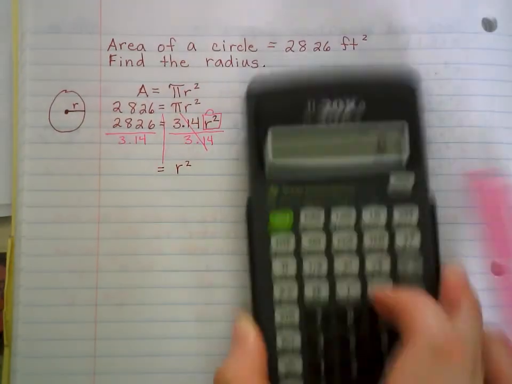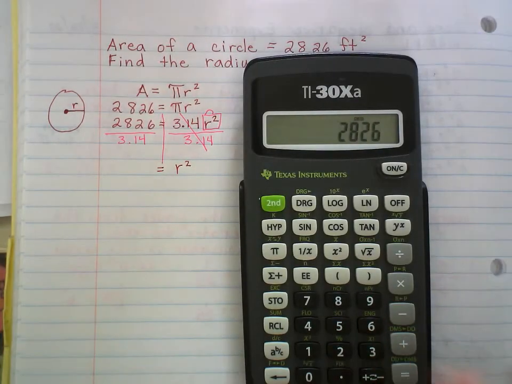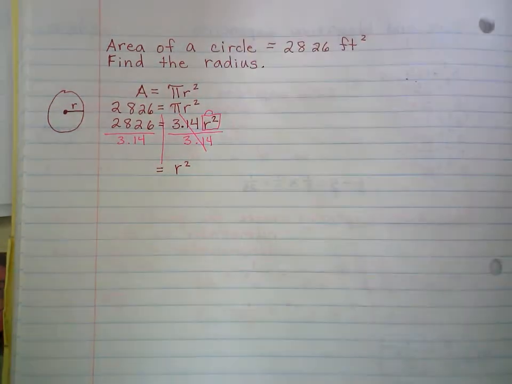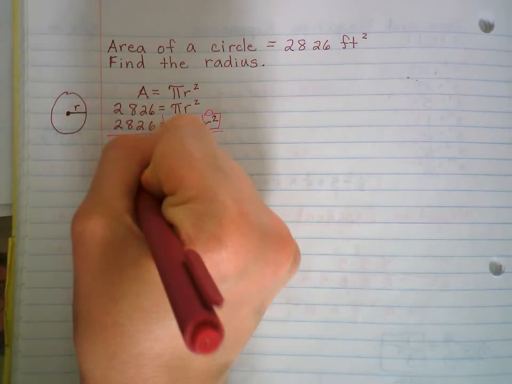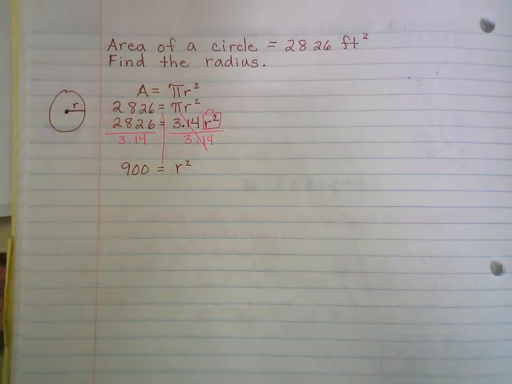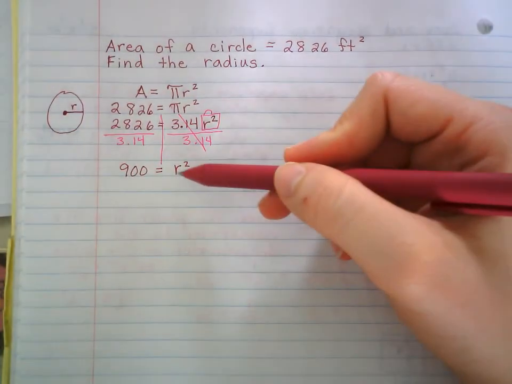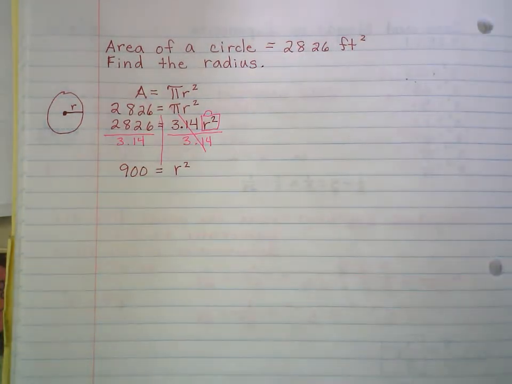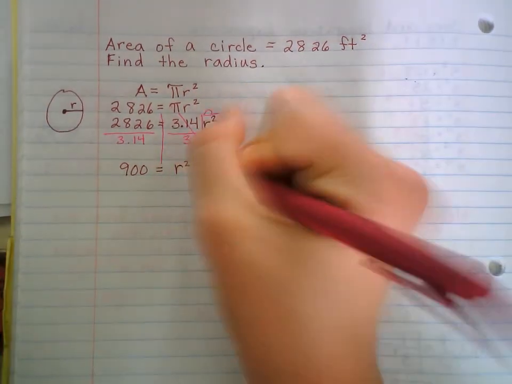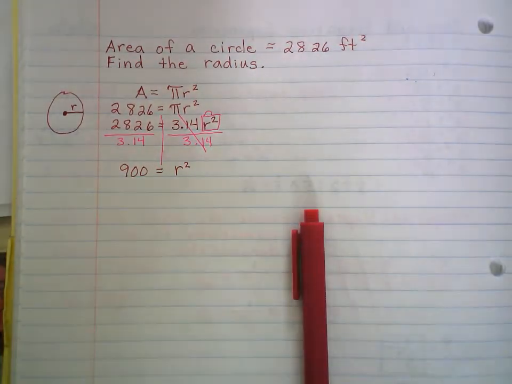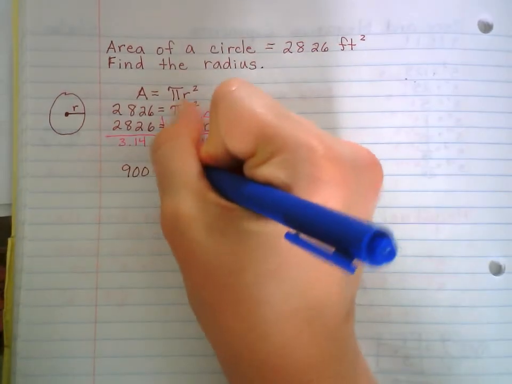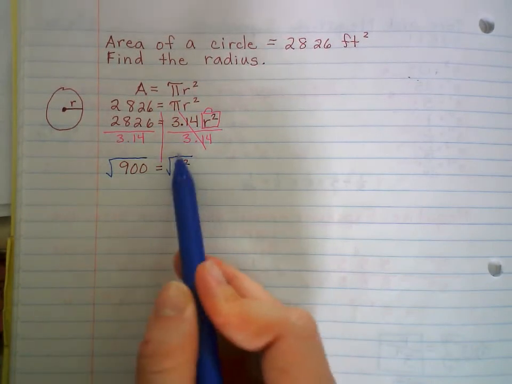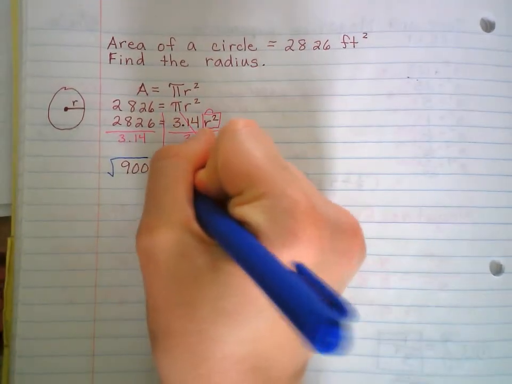And then we'll do 2,826 divided by 3.14 equals 900. So the radius is 900, right? No. Radius squared is 900. So what number times itself is 900? Well, we just want the radius. We don't want radius squared. So that's when you take the radical of each side, the square root of each side. So remember, the square root, the radical sign, and the square cancel out. It just leaves us with r.